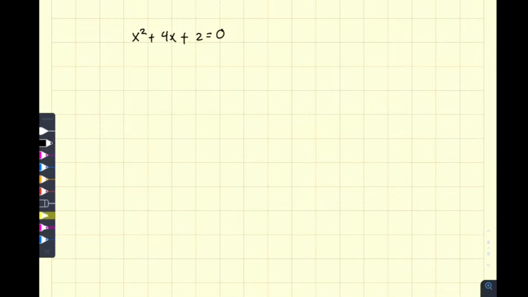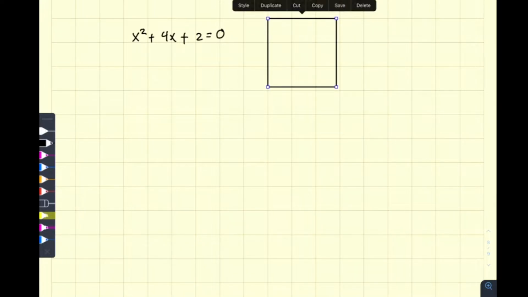Well, completing the square uses a square as a geometric proof to later substitute something within the actual equation that you're given. So let's look at the question x squared plus 4x plus 2 equaling 0. And let's draw out a square. And within the square, let's draw out a bigger square and a smaller square.